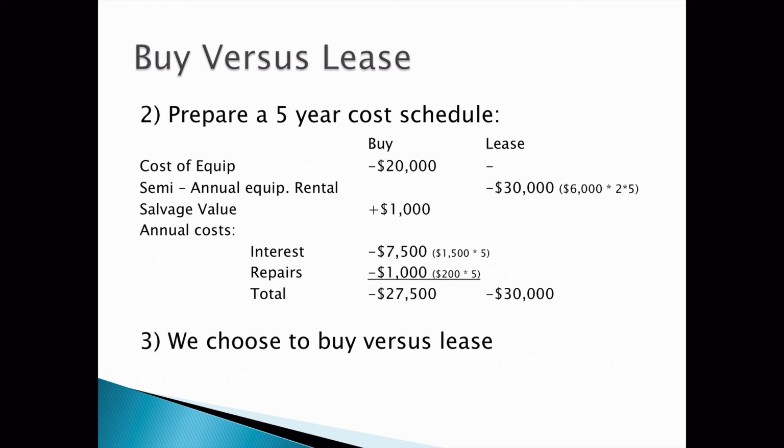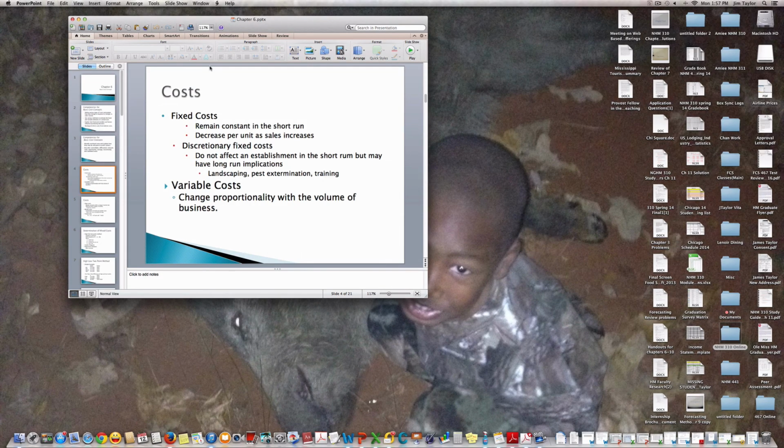Again, I told you salvage value is when we sell the equipment, so that's a positive number as opposed to a negative number. And then we have interest when we buy of $1,500 a year times 5 years, or $7,500. And repairs were $200 a year times 5 years, or $1,000. So when we look at how much it costs us to buy this piece of equipment, it's $27,500. And we look at how much it costs us to lease it, it's $30,000. So we'd want to buy it because it's a less expensive option for owning or using this equipment for 5 years. Okay, so that's the chapter. I guess maybe it wasn't quite as bad as I thought, and we'll start chapter 7 shortly.